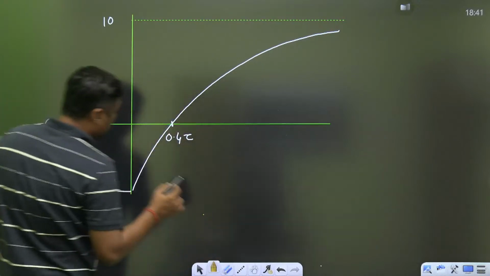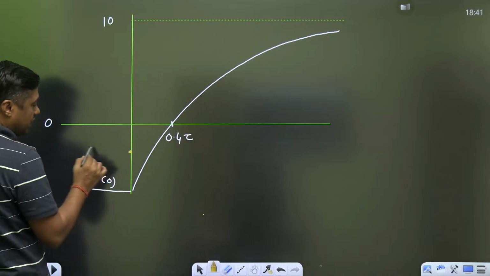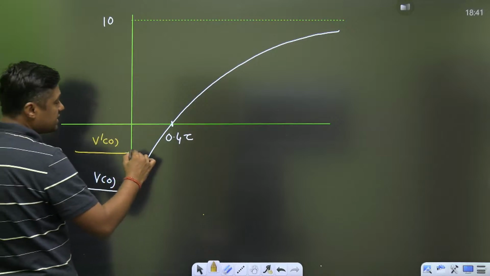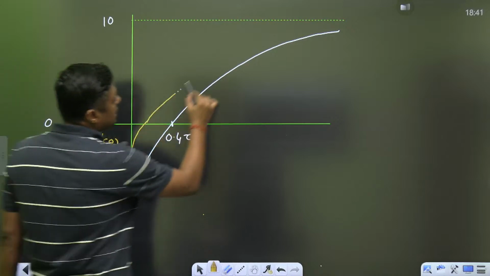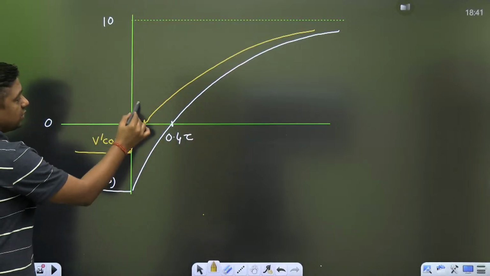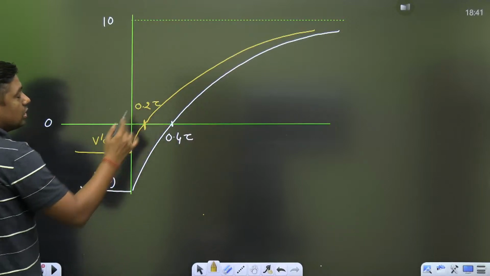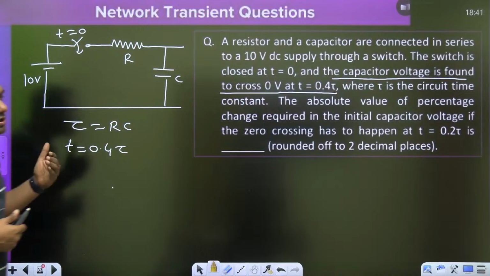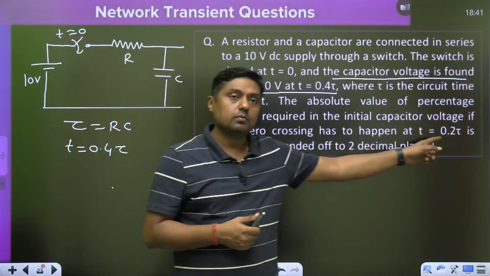Suppose the initial voltage is this one, let this be V0. If it starts charging, then definitely it will charge like this, and then it will cross the 0 line at 0.2 tau. So what is the question here? According to the question, what is the percentage change required in the initial voltage if the 0 crossing has to happen at 0.2 tau?